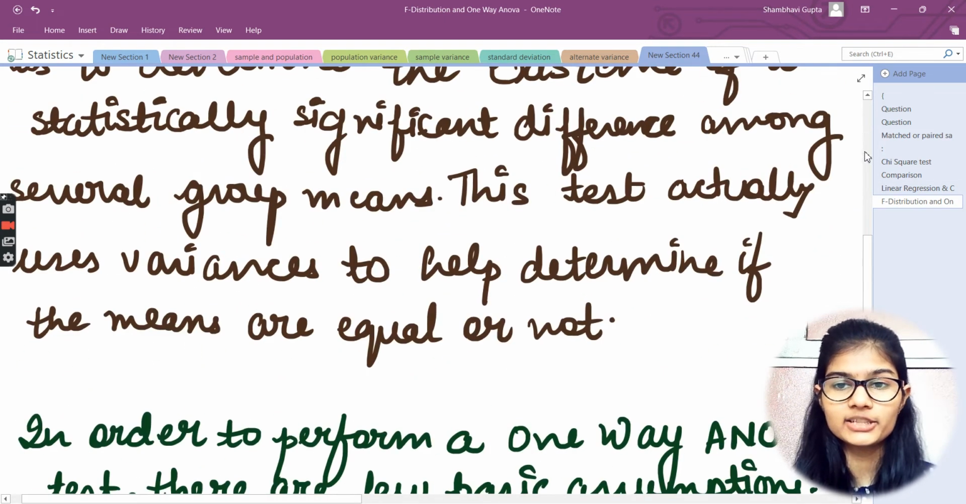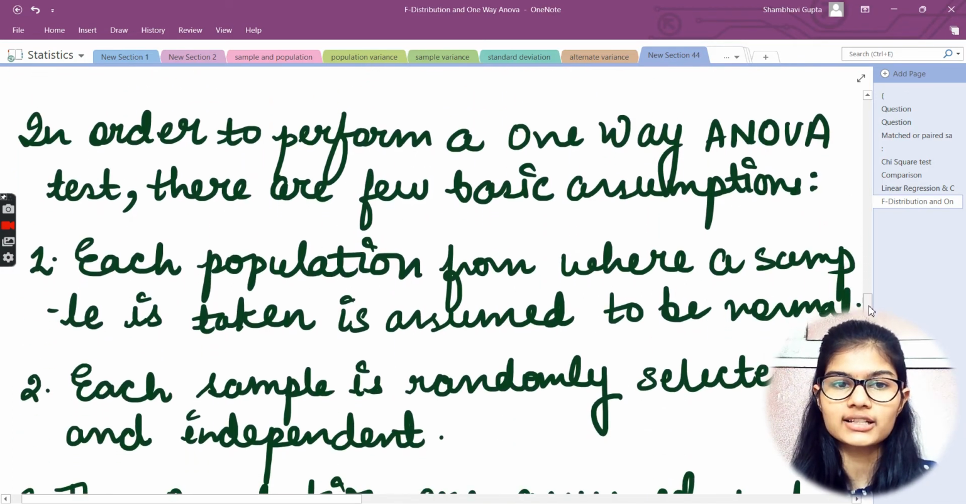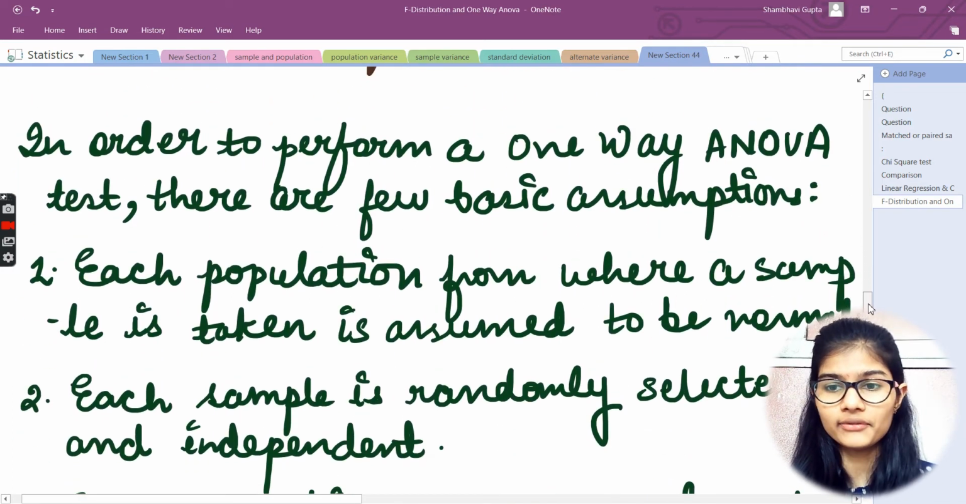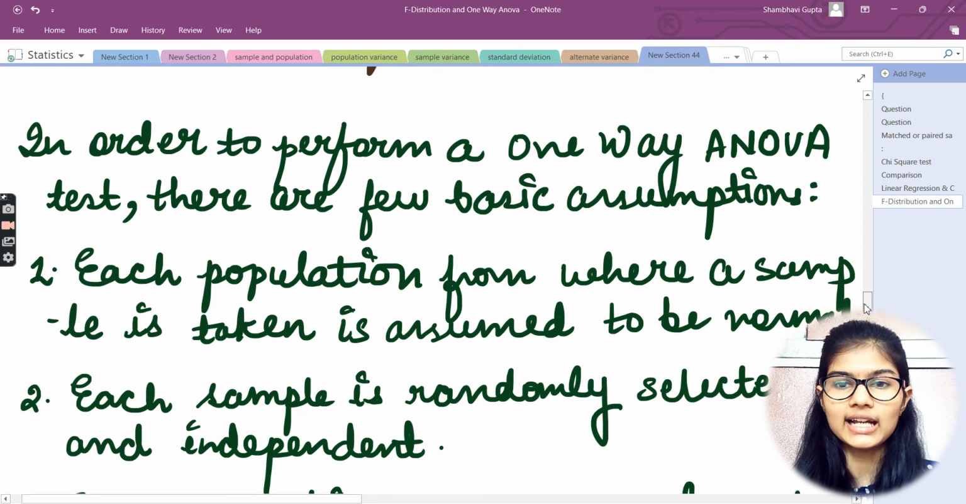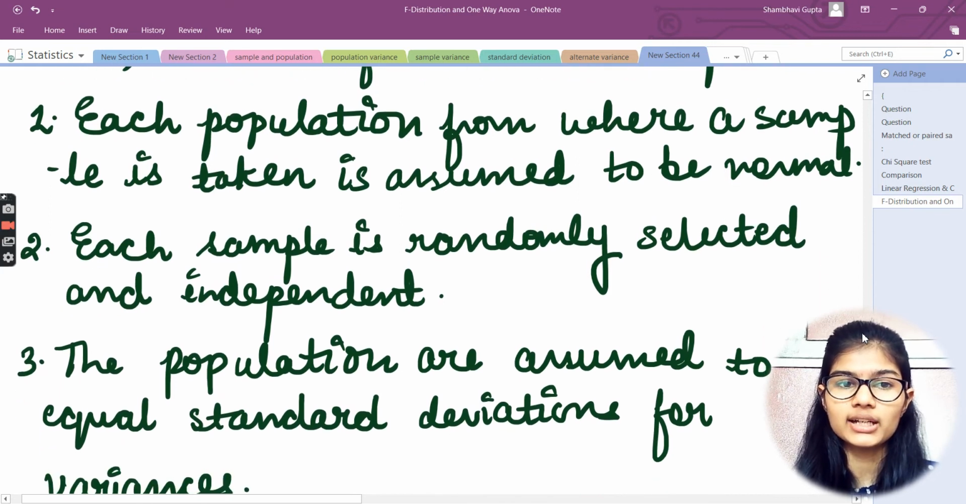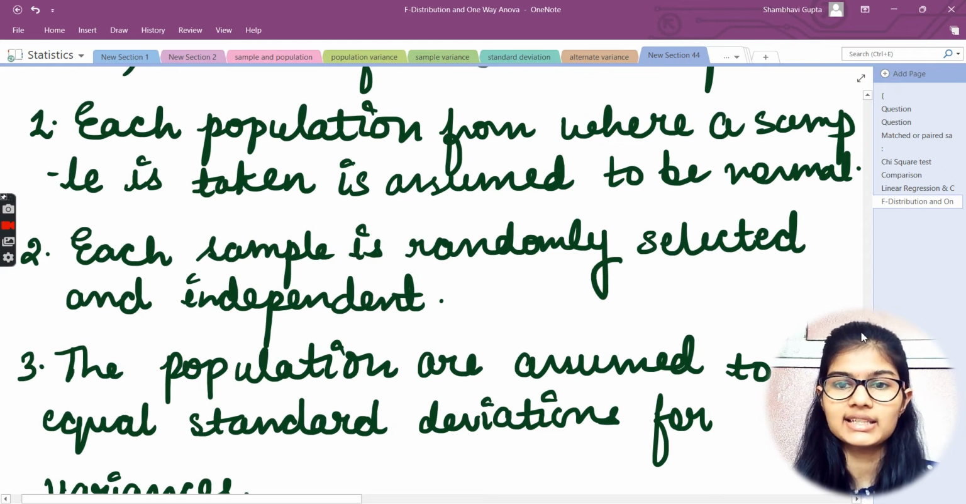Great. Now let me quickly explain all of these 5 assumptions that are written out here. The very first thing to explain in this case is that whenever you are performing a one-way ANOVA test, there are these few basic assumptions that need to be followed. Right, the very first assumption is that each population from where a sample is taken is assumed to be normal. So from wherever you are taking the population, right?